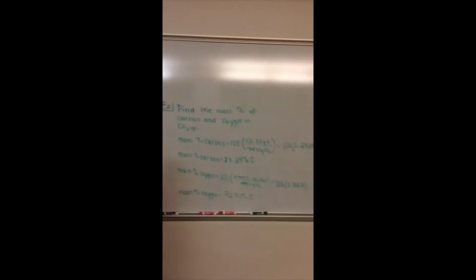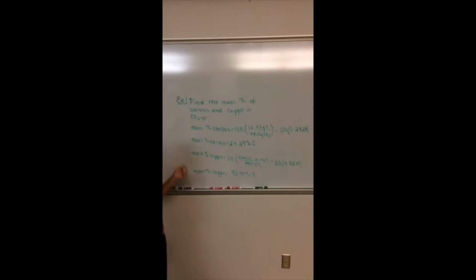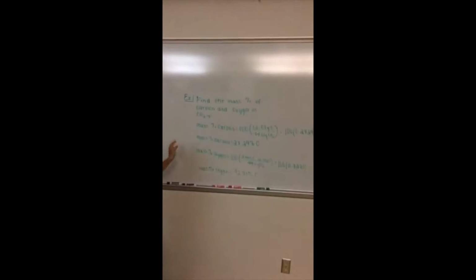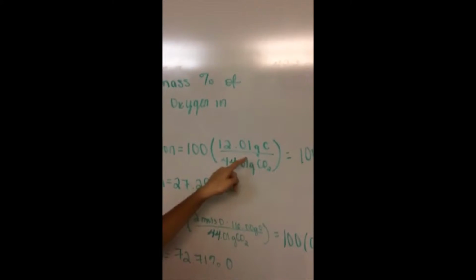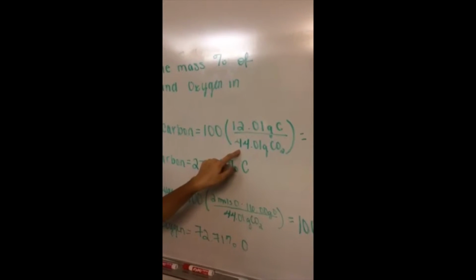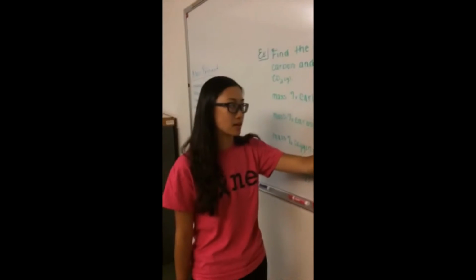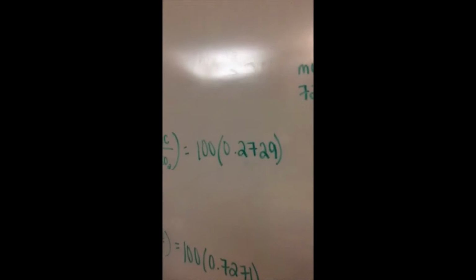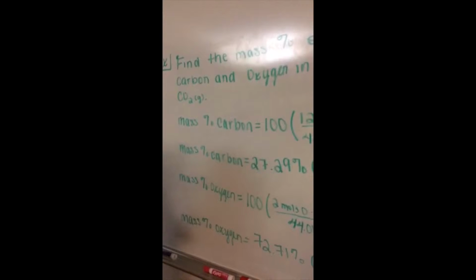So how do you find the mass percent of carbon and oxygen in CO2? Well, first you need to identify on the periodic table what the masses are. So to find the mass percent of carbon, you do 100 times 12.01 grams of carbon, which is the molar mass, over 44.01 grams of CO2, which is the molecular mass of CO2 when you add them all together. And this equals 100 times 0.2729, which comes out to 27.29% carbon.